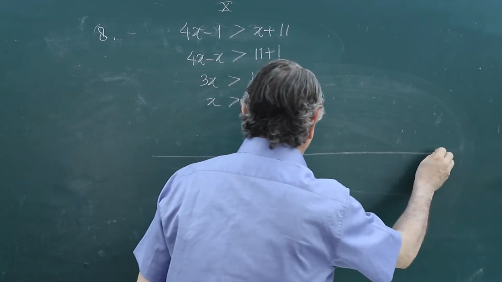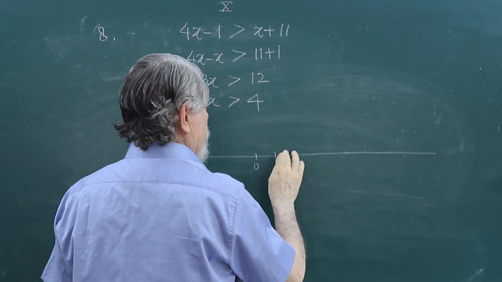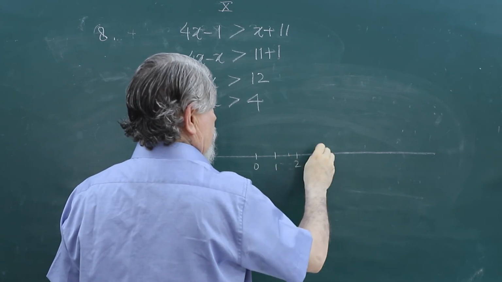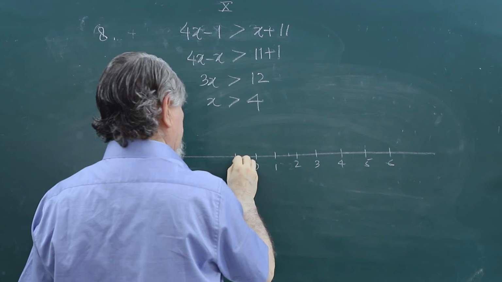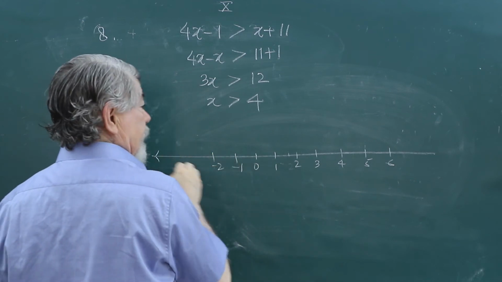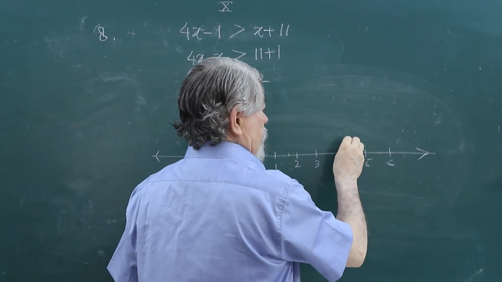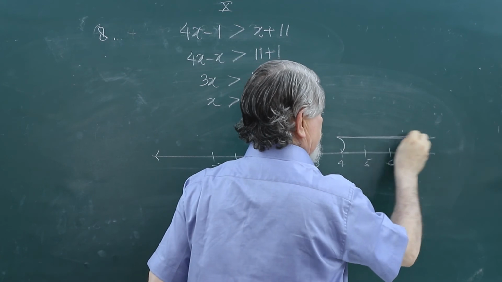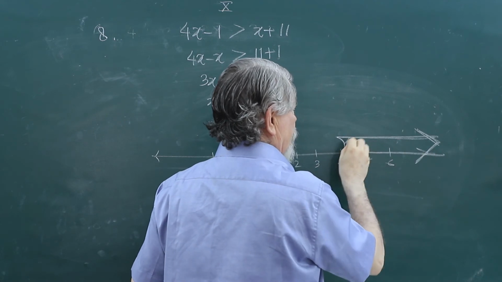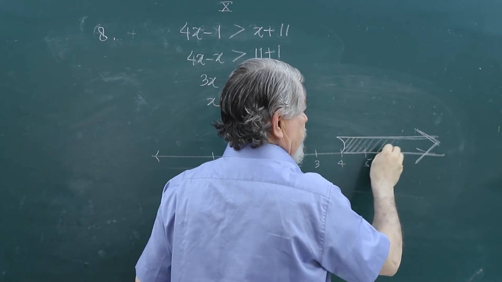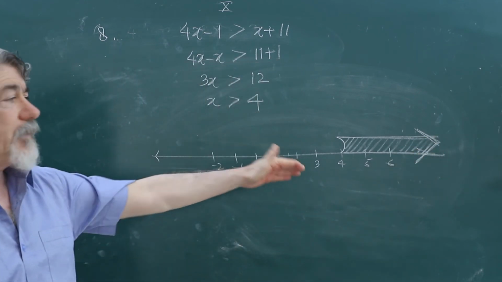It is an inequation. So 0, 1, 2, 3, 4, 5, 6, minus 1, minus 2. Indicate arrows, greater than 4. All the values on this side. This arrow indicates it is going to infinity, and this set is not finite. This is an infinite set. So x is greater than 4.